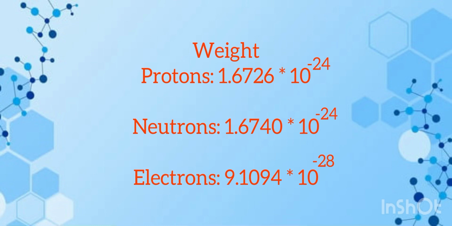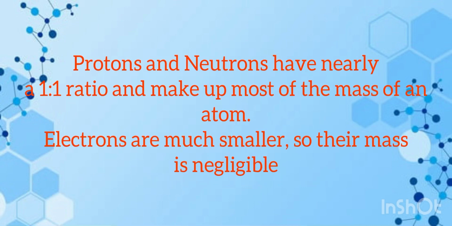This here shows the weight in grams of protons, neutrons, and electrons. They're all very small, but you can see that protons and neutrons are nearly 1-to-1 in ratio, which is why each one of them equals 1 AMU. The weight of electrons is negligible.